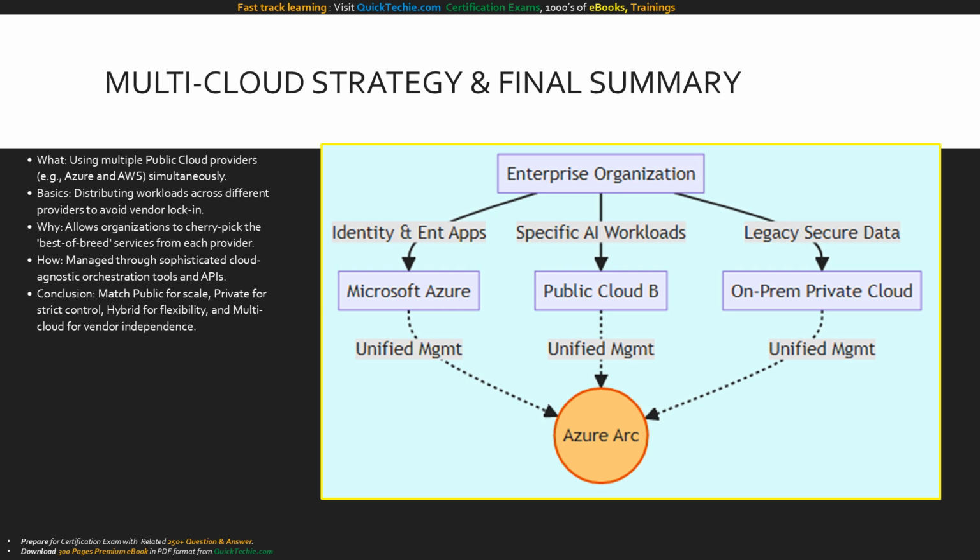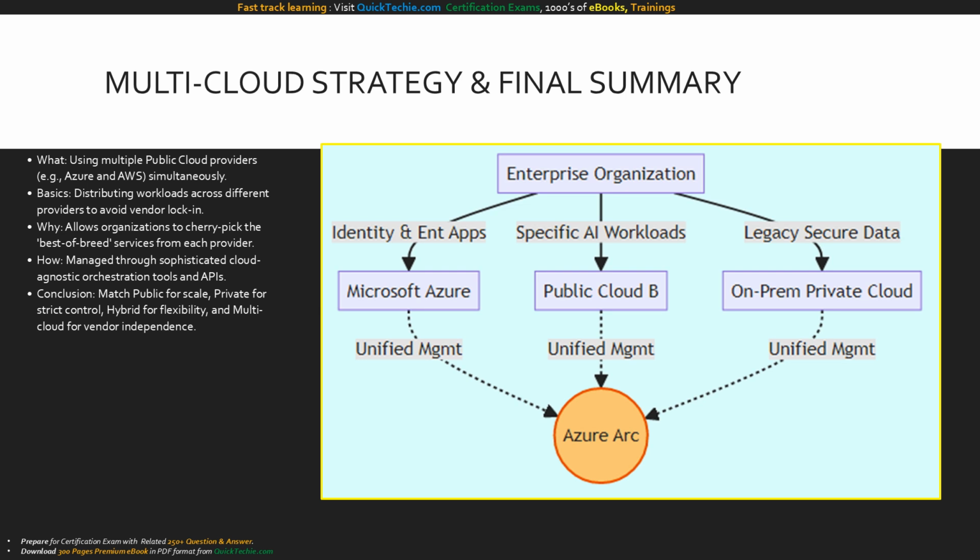Why do organizations do this? It allows architects to cherry-pick best-of-breed features. You might love Azure's Active Directory and enterprise integration, but prefer a different provider for a specific machine learning tool. How is this managed? It requires highly sophisticated, cloud-agnostic orchestration tools to manage deployments across varying APIs.